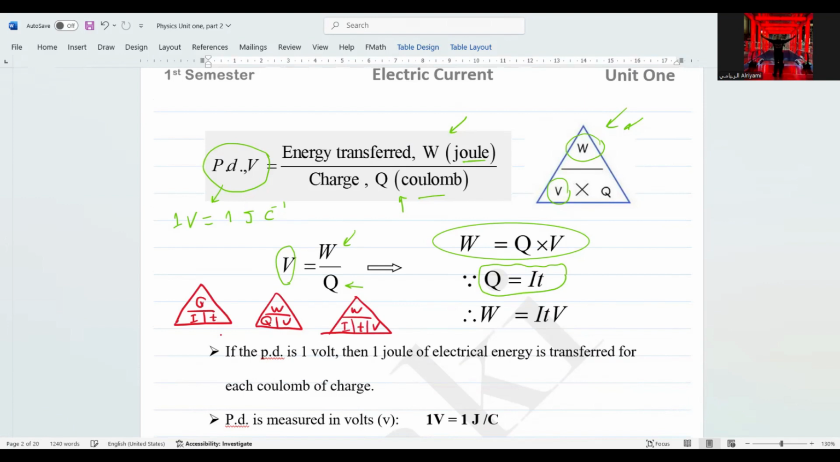Then we have 3 formulae. The first triangle, Q equals I times T. So this is the first rule. The second, the energy W equals Q times V. The third, the energy equals I times T times V. I is the current in ampere, T is the time in second, V is the potential difference in volt.